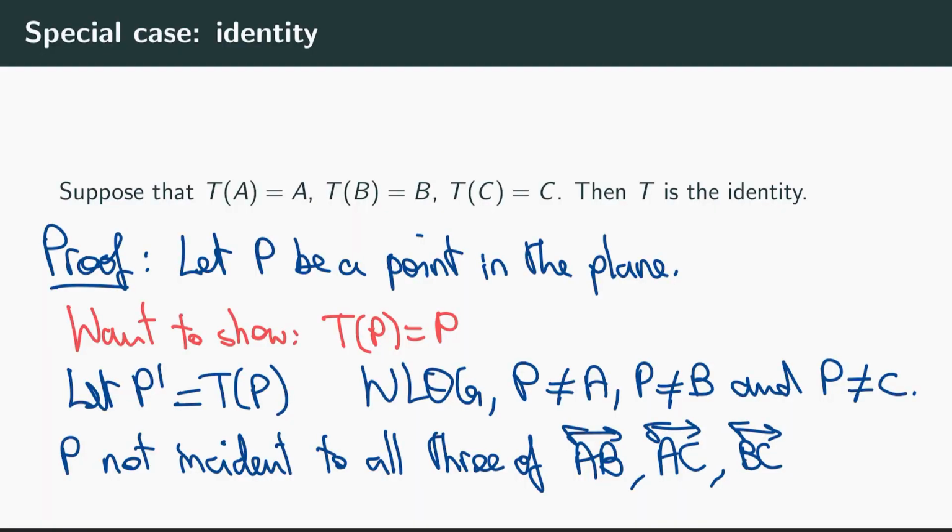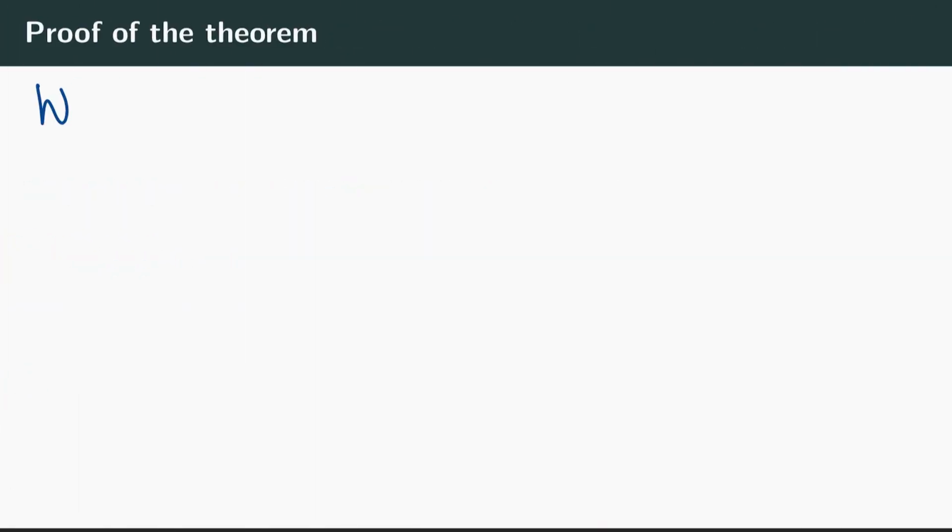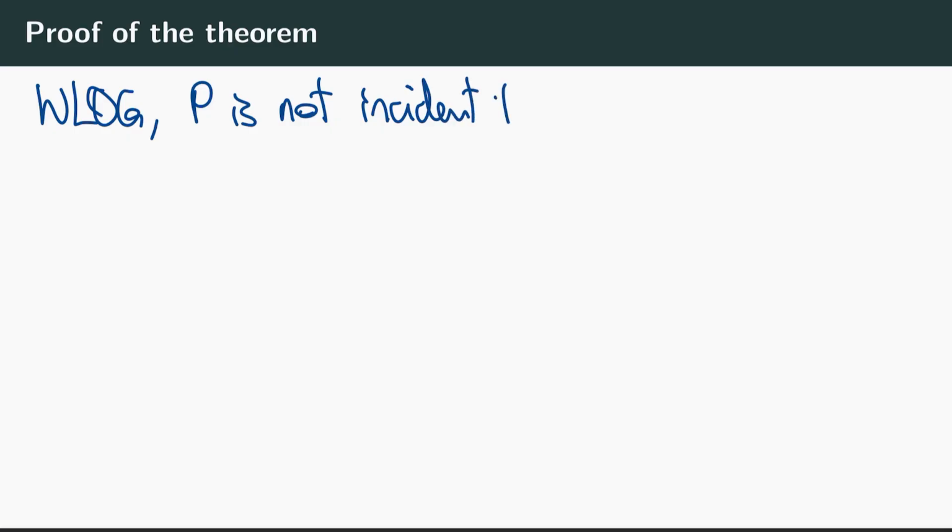What we're going to do is prove it in the case where P is not incident to the line AB, and after changing letters, we can deal with the other two cases as well. So we'll say, without loss of generality, P is not incident to AB.